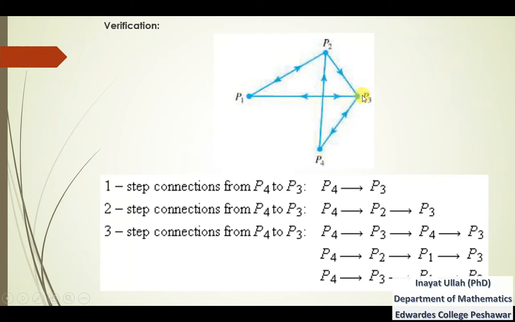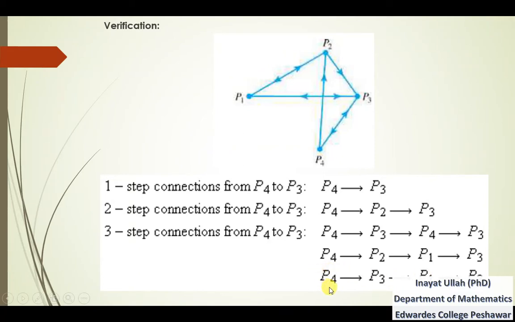P4 to P3, again from P3 to P4, P3 to P4, and then again from P4 to P3. So that is one three-step connection. Similarly, you can move from P4 to P2, then from P2 to P1, and then from P1 to P3. So that is the second three-step connection from P4 to P2, then from P2 to P1, and then from P1 to P3.